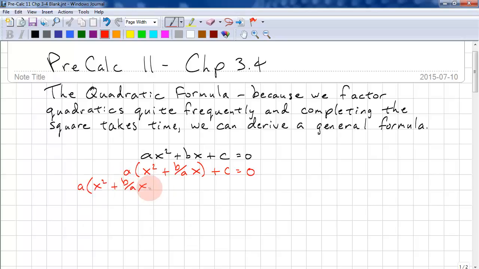Now we need to complete the square. So we take this, divide it by 2, and square it. So plus b over 2a squared. And because we're adding it, we also need to subtract it. Now I'm going to subtract it inside the bracket first. And let's move the c over to the other side, so that becomes negative c. Recall completing the square.